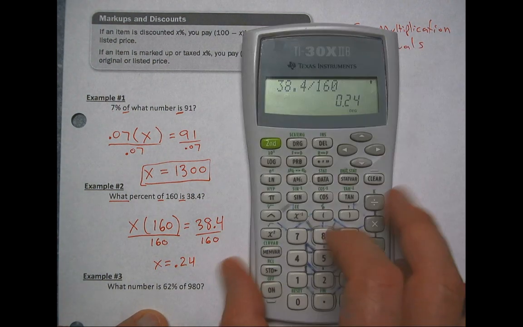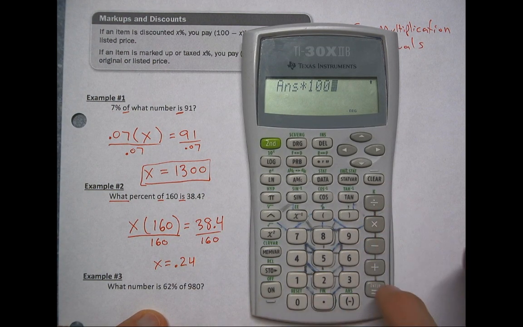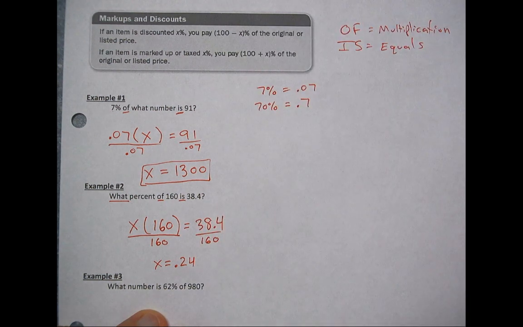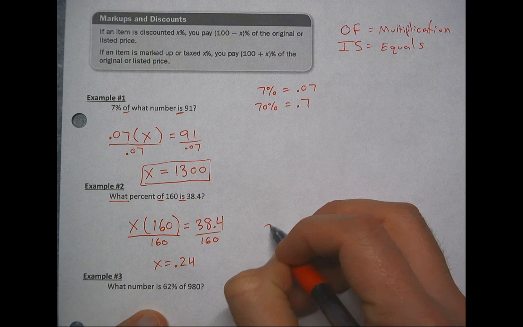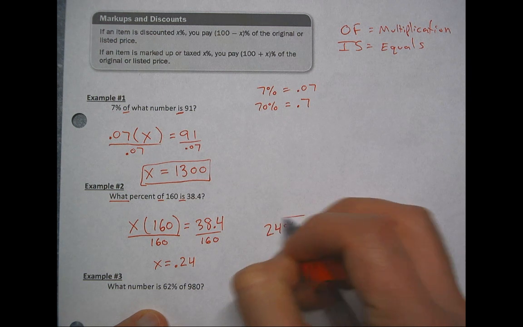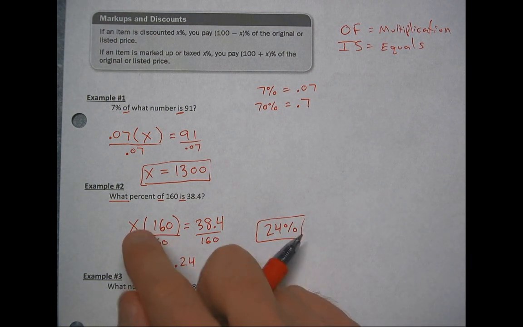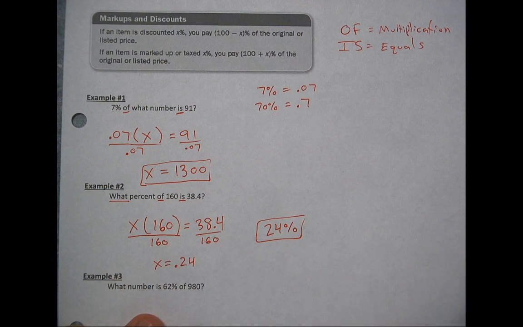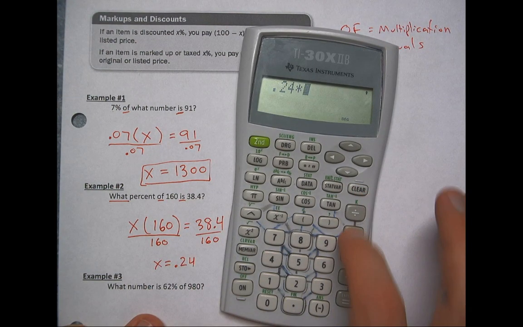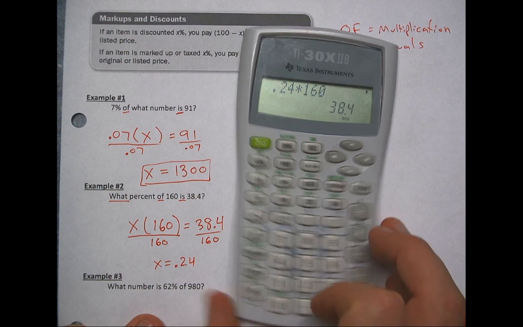Now you technically can take it and times it by 100, and it'll tell you. But if you recognize that you're just going to move it 2 decimal places, 0.24, your answer here is 24%. So if I took 24% of 160, it should be 38.4. So if I did 0.24 times 160, I get the 38.4.